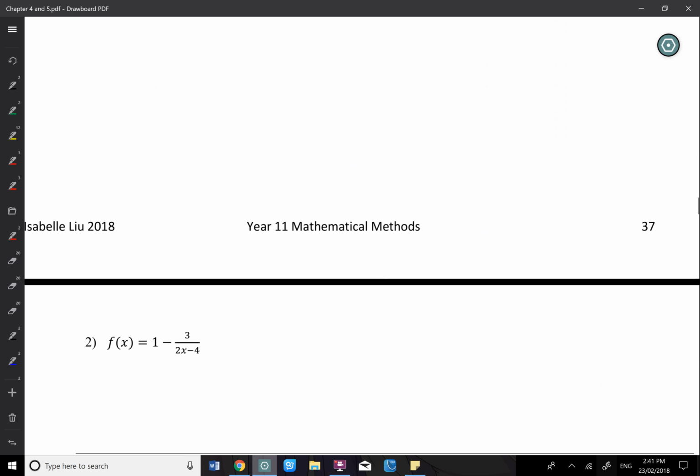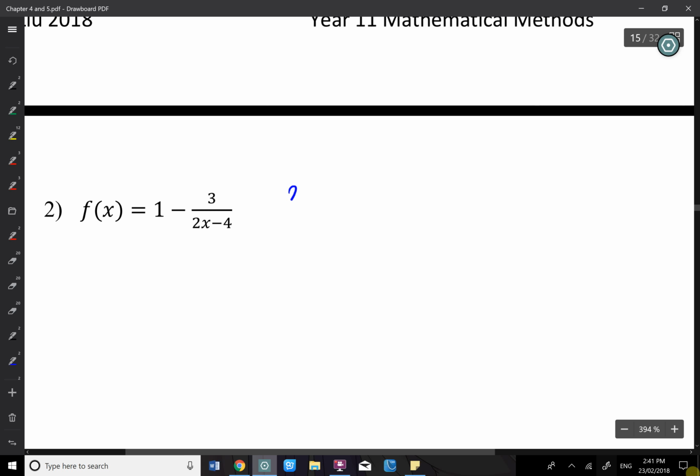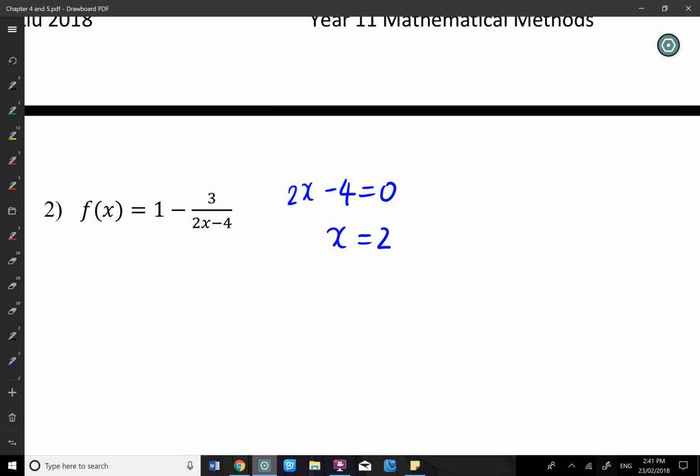For example, in example 2, the denominator is 2x minus 4. We just make that equal to 0. x will be 2. x equals 2 is your vertical asymptote.